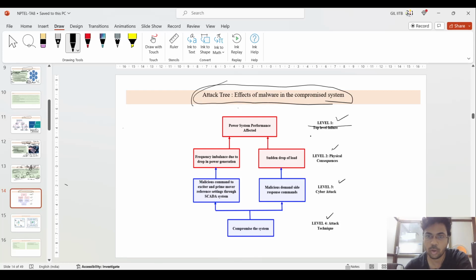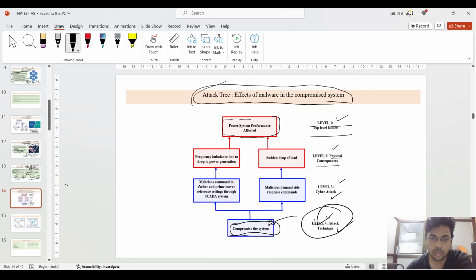Coming to this attack tree, certain levels have been defined. At level one, the top level failure, the power system performance is affected. Coming to the second part, the physical consequences. Let's go from level 4, the attack techniques. Suppose a certain cyber attack came and compromised the system. Then at level 2, there is a malicious command to the exciter and prime mover reference setting through the SCADA system.